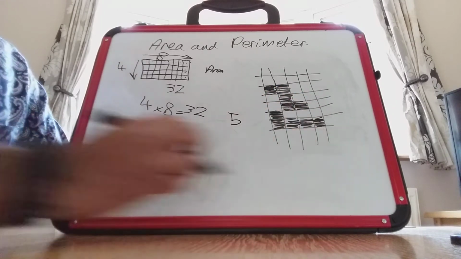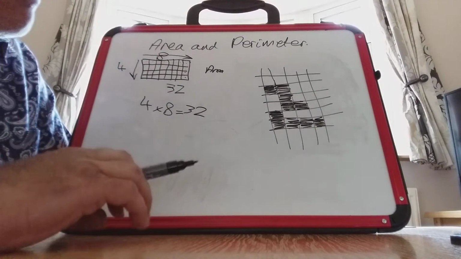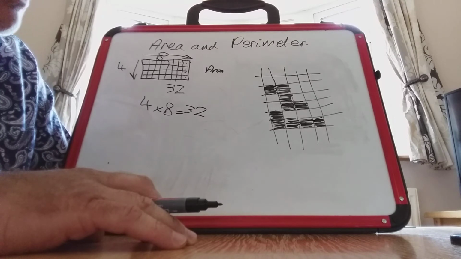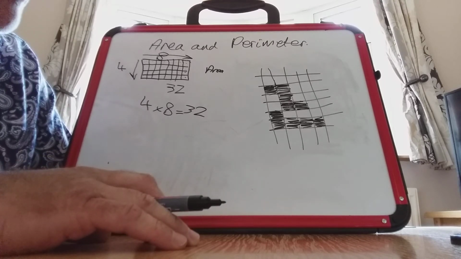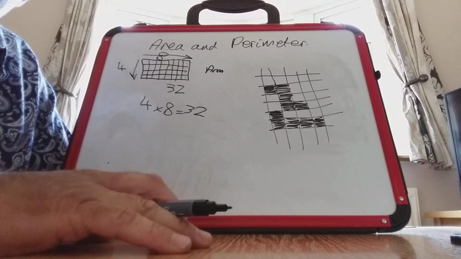Now, just as a thought, I'm not going to actually do it, but will it have the same perimeter? Will all shapes with an area of 5 have the same perimeter? That's something for you to think about.